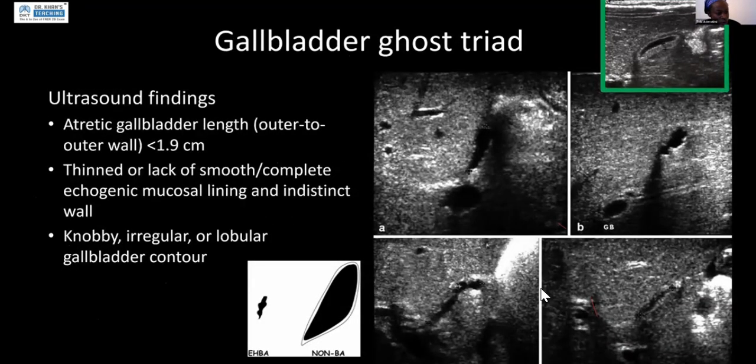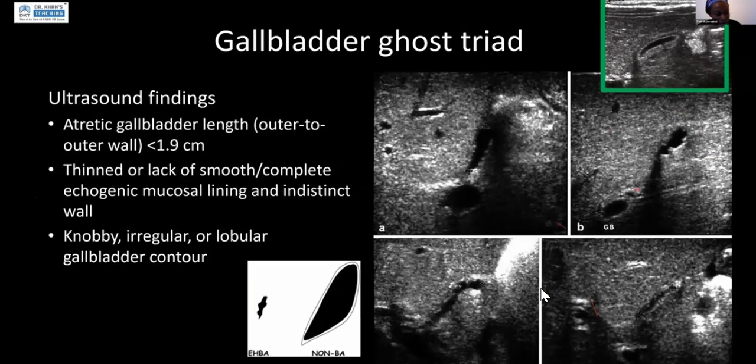So this is just a bit more about your gallbladder ghost triad. You get a small gallbladder, so less than 2 centimeters is what I have in my head. And you get irregularity, which is due to thinning or absence of the echogenic mucosal lining.